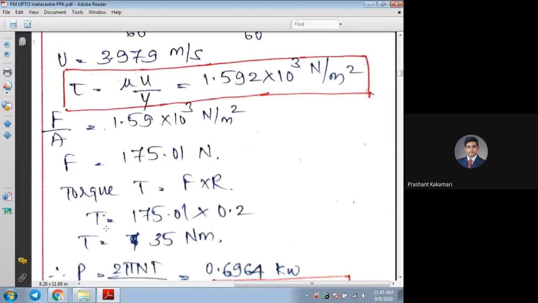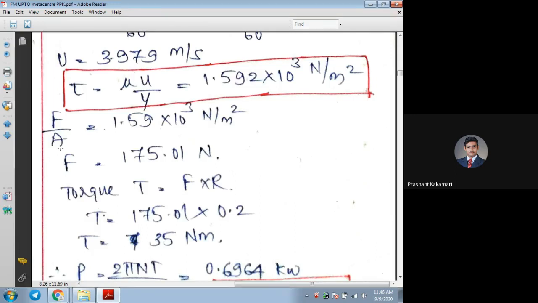In that case I can write it as force. Force is how much? They have not given the force, but force per unit area I can write as tau itself. In the earlier problem also we have seen, shear stress is nothing but force per unit area for liquids. So I have taken 1.59 into 10 raised to 3 Newton per meter square.